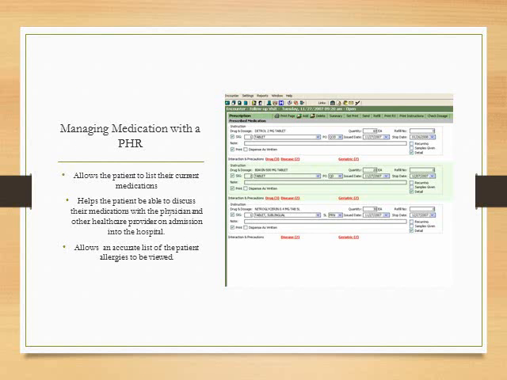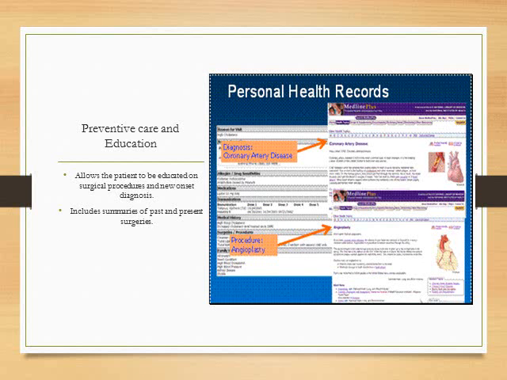Managing medications with a PHR. It allows the patient to list their current medications. It helps the patient discuss their medications with the physicians and other healthcare providers on admission into the hospital. It also allows an accurate list of the patient's allergies to be reviewed. Preventative care and education: this allows the patient to be educated on surgical procedures and new onset diagnosis. It includes summaries of past and present surgeries.